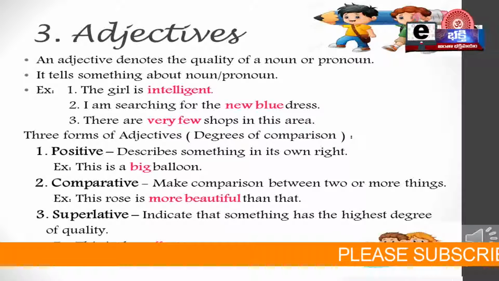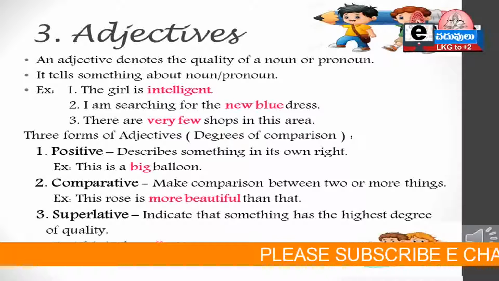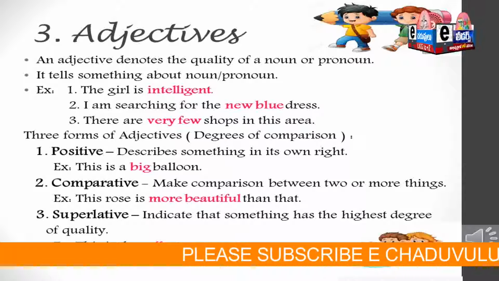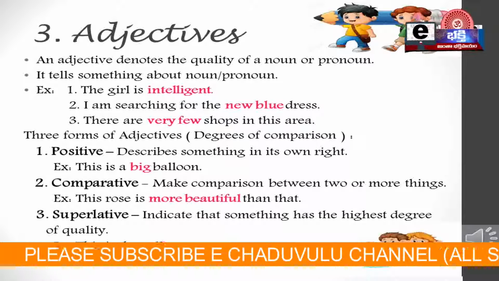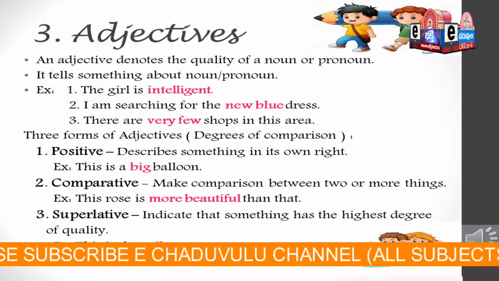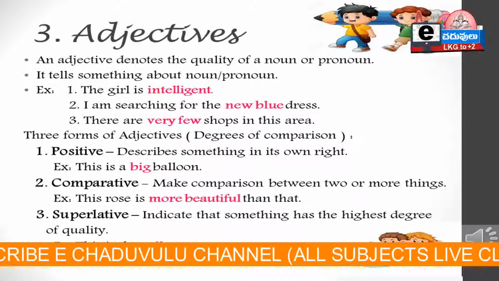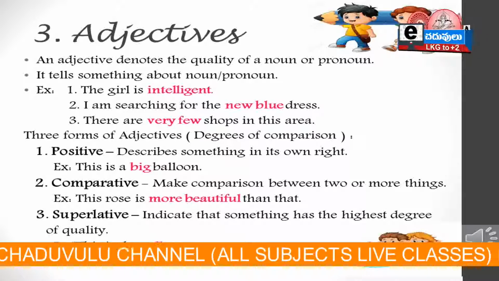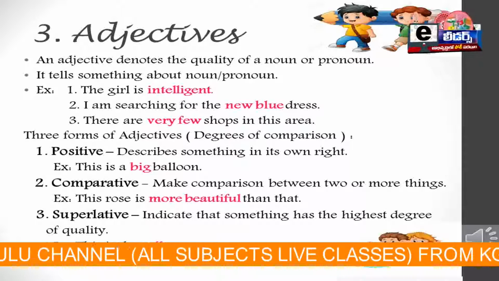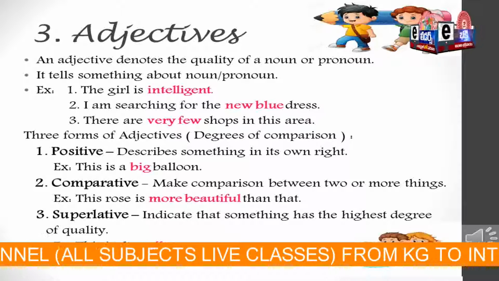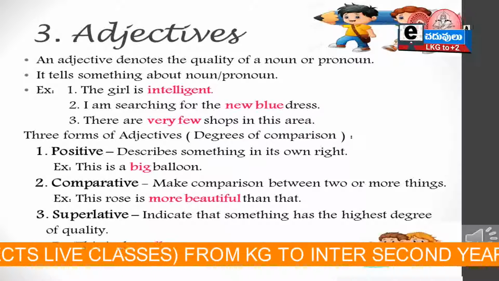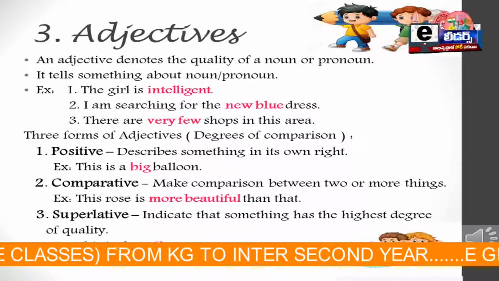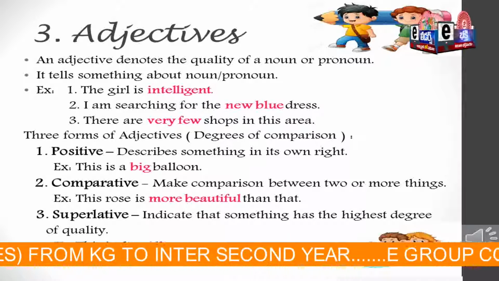Positive degree describes something in its own right. Like in the example, this is a big balloon. And in comparative degree, it makes comparison between two or more things. Like in the example, this rose is more beautiful than that. Superlative degree indicates that something has the highest degree of quality. Like in the example, this is the tallest tree.